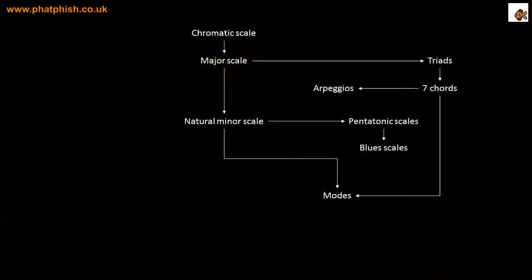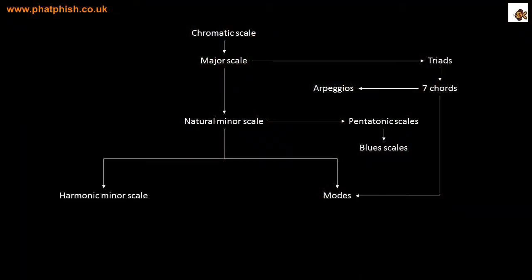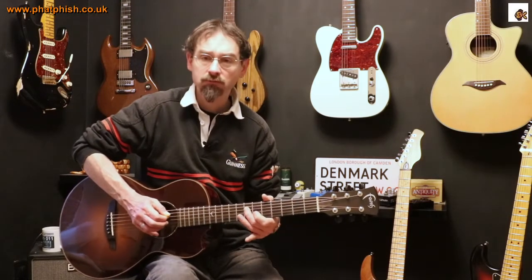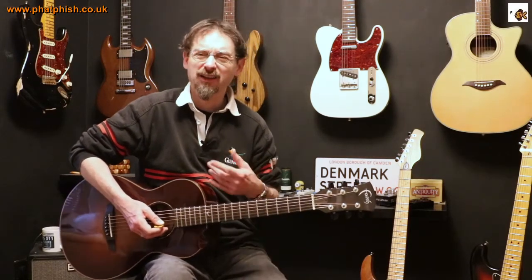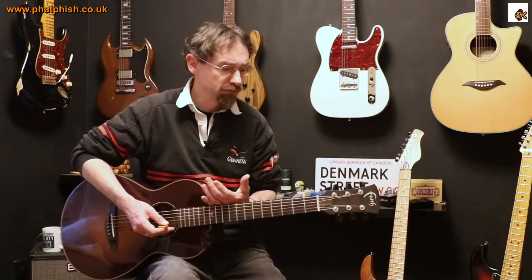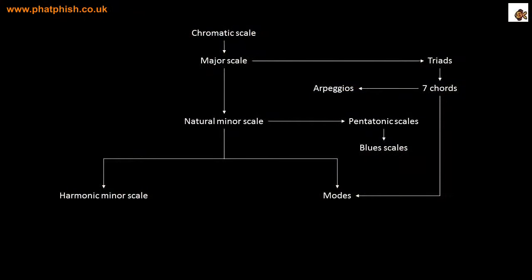Other scales that you might want to consider learning once you're familiar with the major and the natural minor, there's the harmonic minor, which has quite an interesting sound. So if you're going to be getting into neoclassical type of stuff, the harmonic minor is really, really useful for that. Or there's the melodic minor, which is basically a major scale with a flattened third.